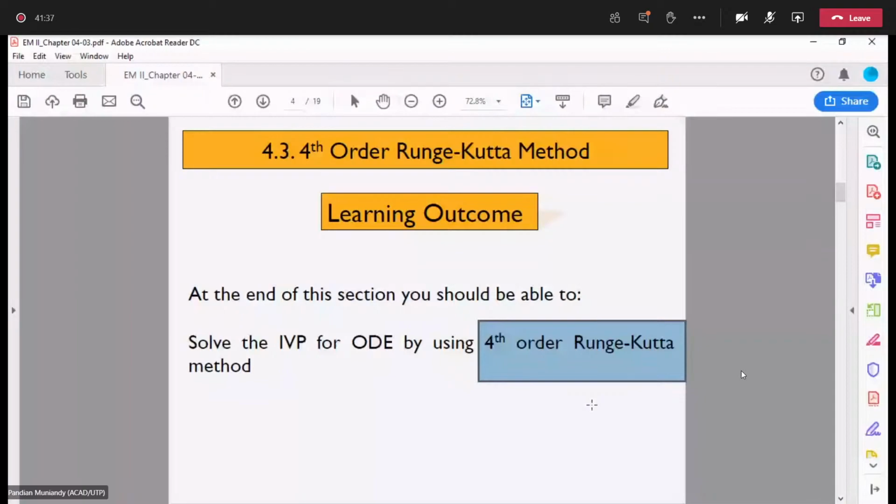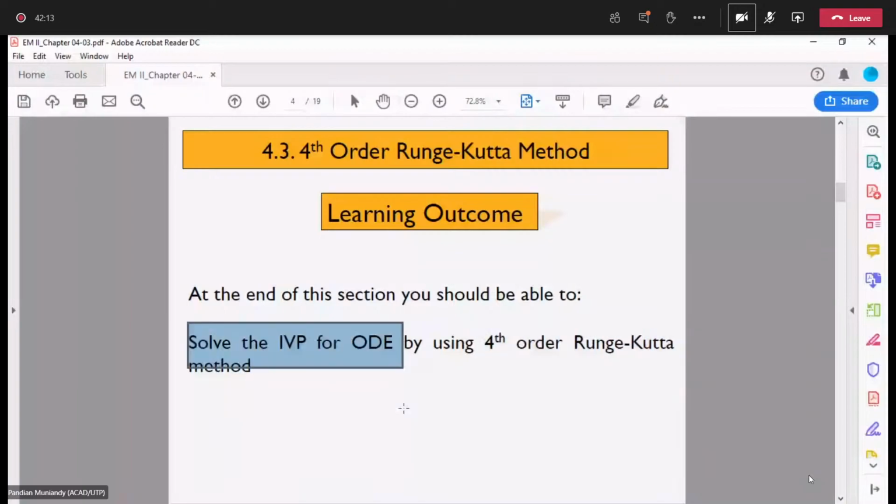So at least by knowing and doing this fourth order, we assume that in the future you can do fifth order. More importantly here, we want to solve the initial value problem for ODE, particularly because this one is designed for first order. Of course, we can extend this to the second order, third order, and so on.